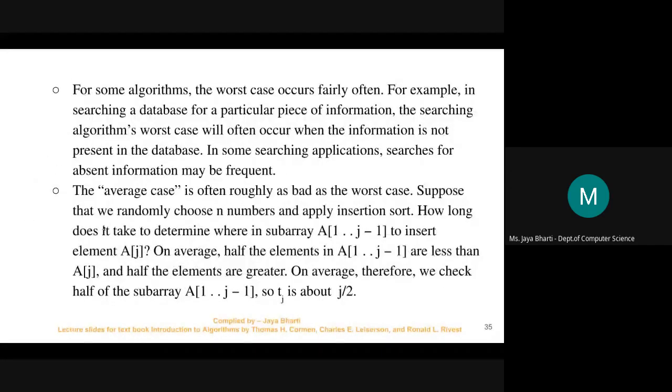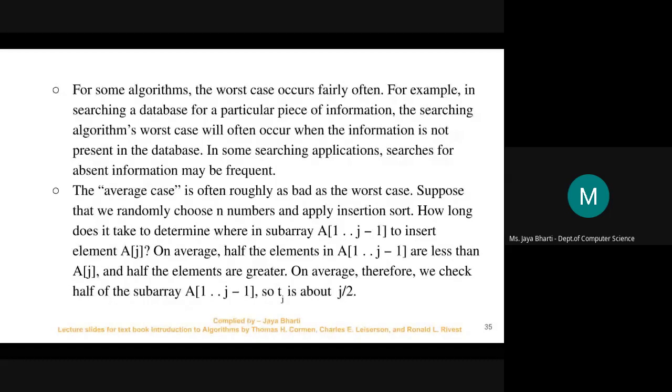The second point is that for some algorithms the worst case occurs fairly often. For example, in searching a database for a particular piece of information, the searching algorithm's worst case will often occur when the information is not present in the database. Then only will it be the worst case, because it is not present and you have to search the whole database. So in some searching applications, searching for absent information may be frequent, and the average case is often roughly as bad as the worst case.